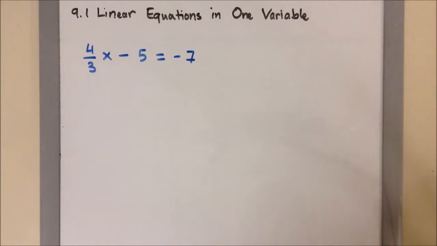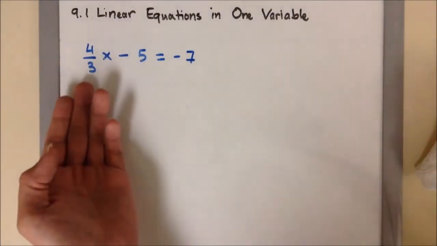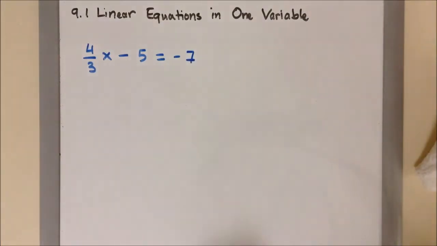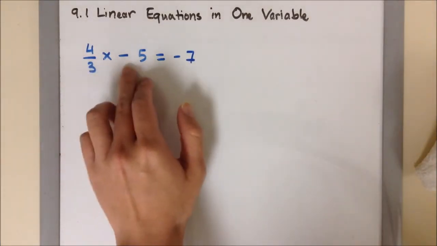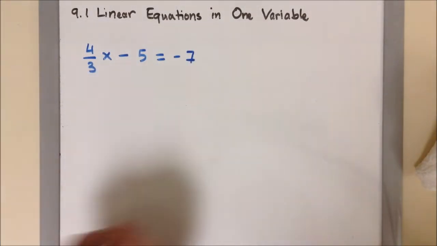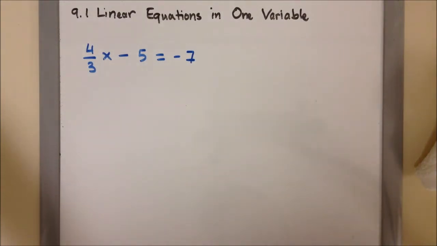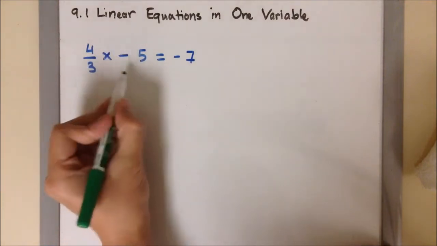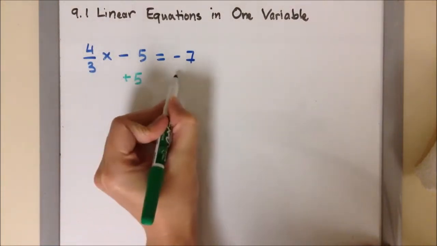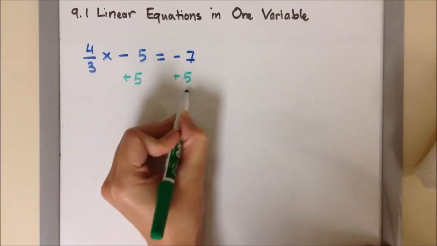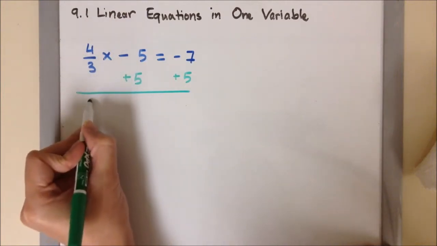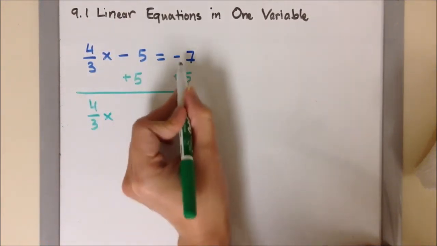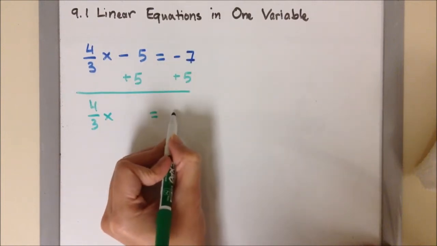Alright. In example 2, we have 4/3 x minus 7 equals negative 7. Sorry, 4/3 x minus 5 equals negative 7. Alright, so just like before, I want to cancel out the minus 5, so I'm going to add 5 on the left, add 5 on the right. So I'm going to have 4/3 x equals negative 7 plus 5, which will be negative 2.